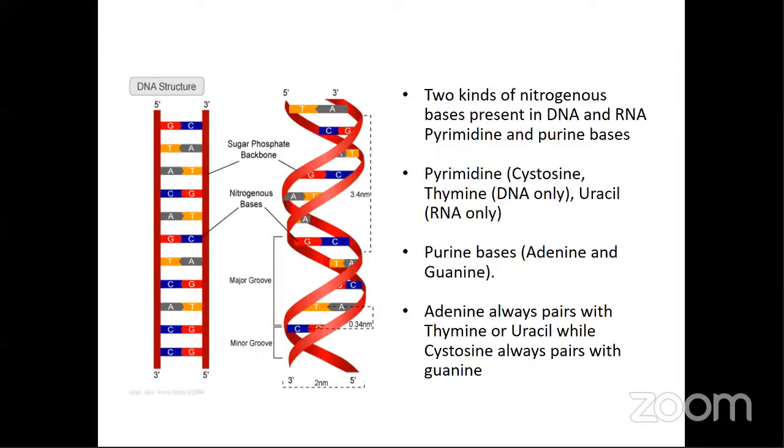While cytosine always pairs with guanine. So anywhere you see G, you will see C on the opposite, pairing together. And anywhere you see T, you will see A. When you see A, you will see T when you have a DNA structure. And if you have an RNA structure, you will see U in place of T.